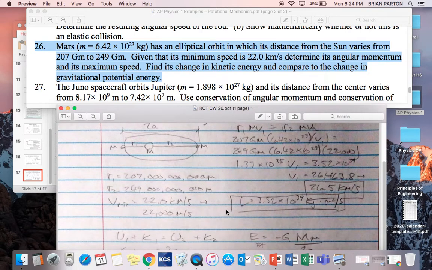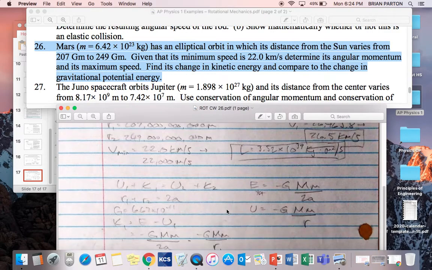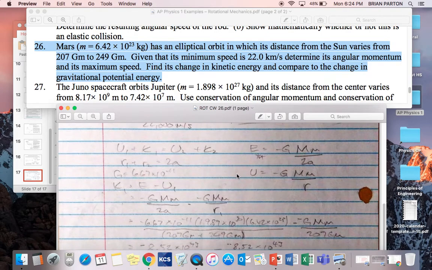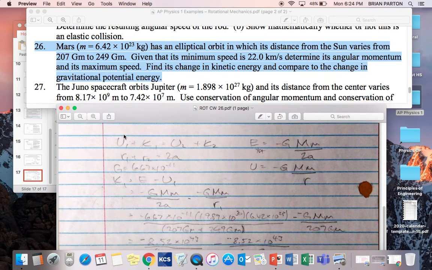Now, if I go on down here, I'm going to be looking at this in terms of change in kinetic energy and compare to the change in gravitational potential energy. Like I said, this formula does not appear on the AP formula sheet, unless I just overlooked it. This one does, but I'm going to walk you through this anyway. So we know that, again, U1 plus K1 equals U2 plus K2, because we don't have any non-conservative work. It's all gravity. Another useful thing here, R1 plus R2 is going to give us this 2A here.